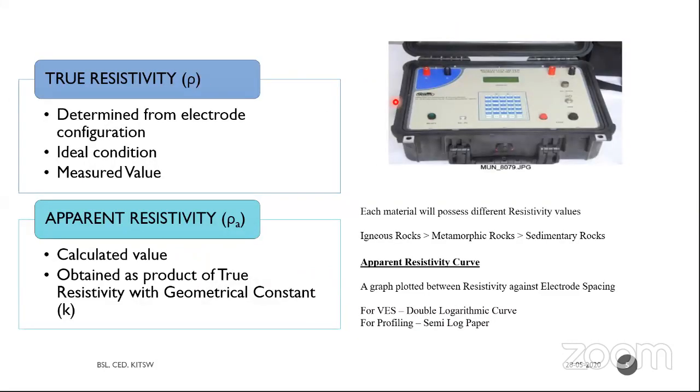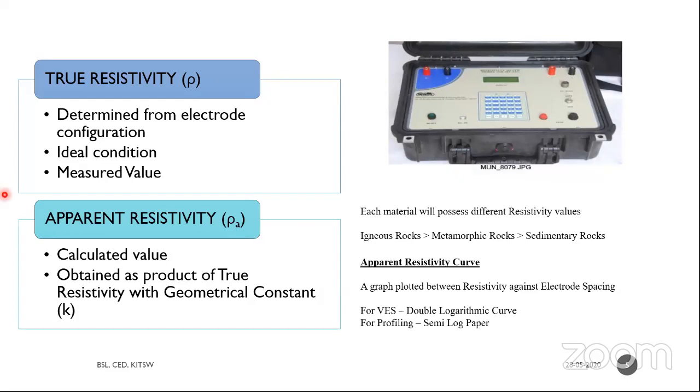Coming to this, there are two types of resistivity. One is true, the second is apparent. Please try to understand that this machine, tomography, will only provide apparent resistivity. It doesn't give any true resistivity. So what is the difference between these two?